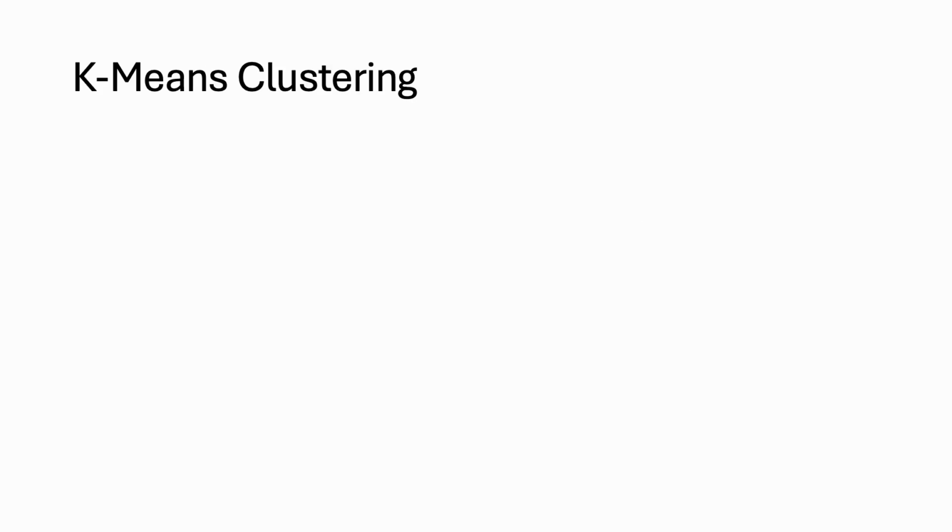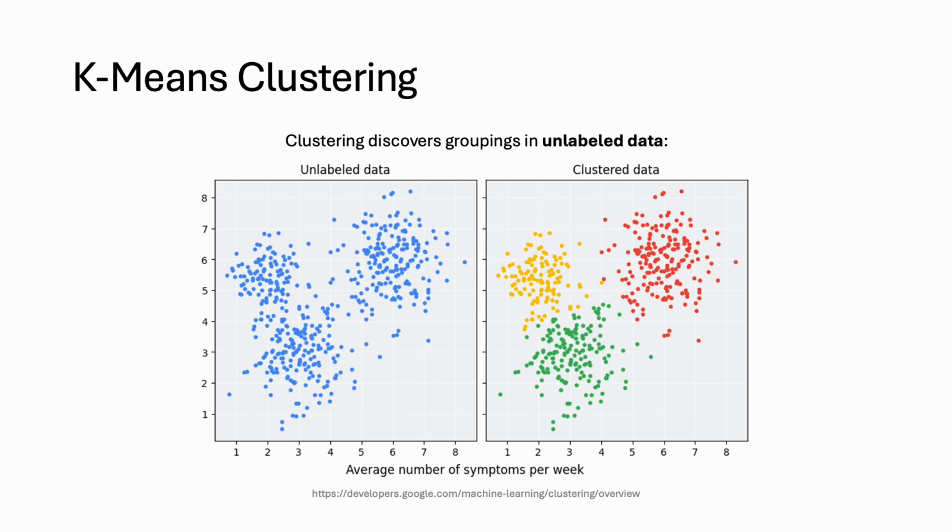Before we dive into the code, let's briefly discuss what clustering is and how the k-means algorithm works. Clustering is an unsupervised learning technique used to group similar data points together based on their features. It's incredibly useful for discovering inherent groupings in data without predefined labels. K-means is one of the popular methods you can use for clustering. But how does it work?